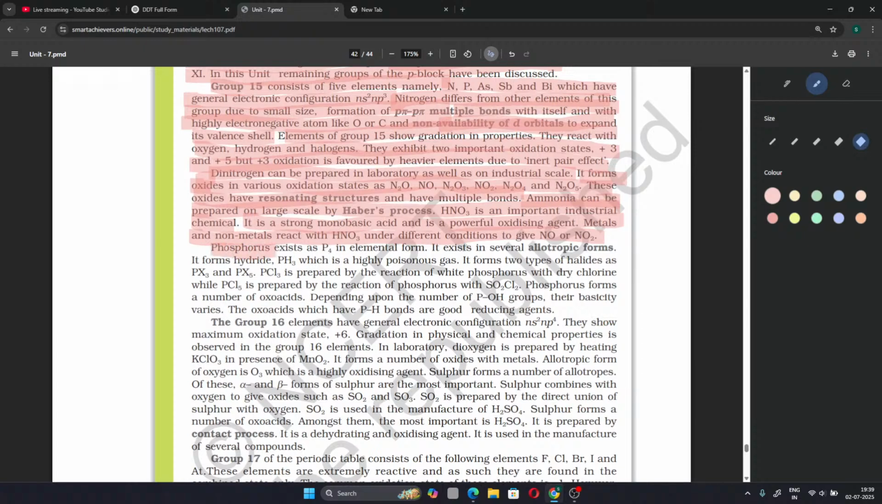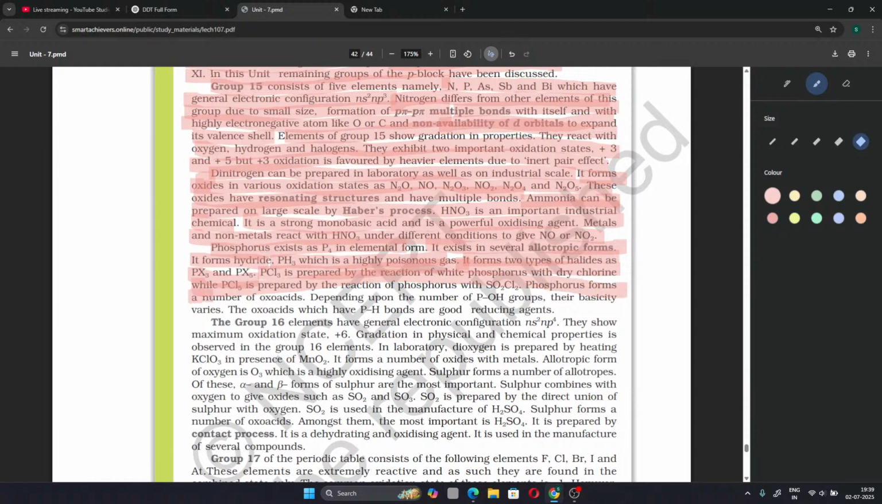Phosphorus exists as P4 in elemental form. It has allotropic forms which are red, black, and white. It forms the hydride PH3, phosphine, which is a highly poisonous gas. It forms two types of halides, PX3 and PX5. PCl3 is prepared by the reaction of white phosphorus with dry chlorine, and this is the same for PCl5 as well, but with excess chlorine. It can also be prepared by thionyl chloride.